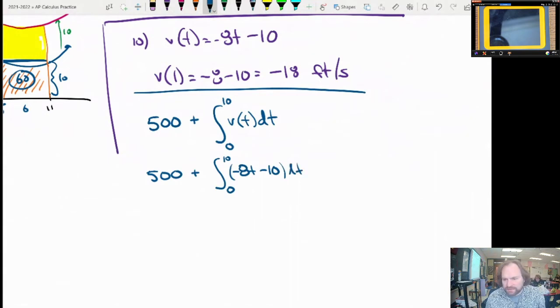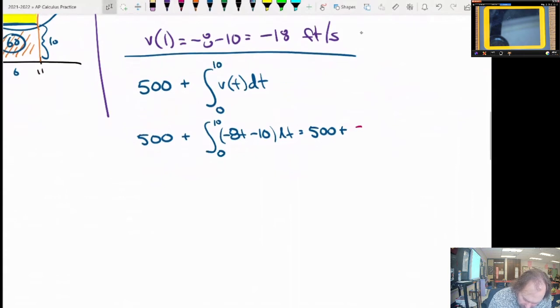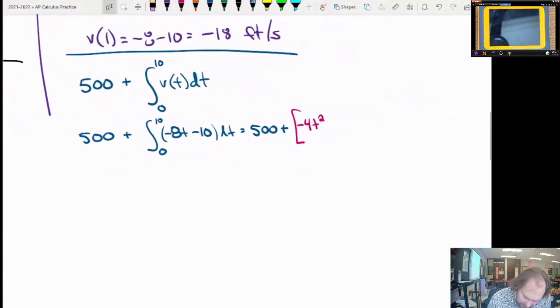That's not a particularly difficult thing to do. I'm just going to take the antiderivative right now. It's going to be 500 plus, let's see, I've got to think about this, t squared would be negative 4. Put this in its own little brackets there, and then minus 10t. And we want to evaluate this from 10 to 0, essentially. Not forgetting about the original 500, because that's part of this problem. We're then going to need to carefully evaluate this integral.